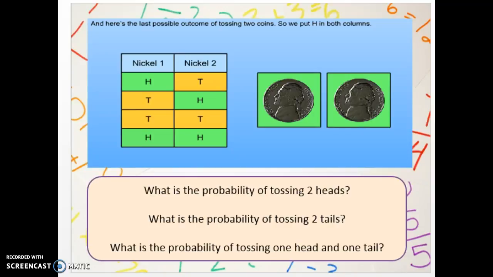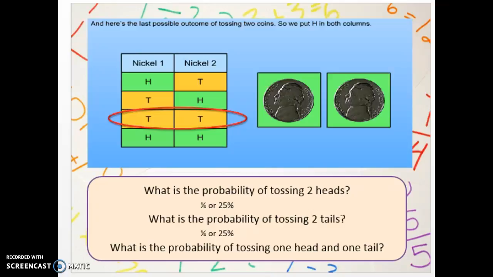What is the probability of tossing 2 heads? Take a moment to answer this question. Out of our 4 different combinations, we had 1 opportunity of getting heads twice. So our probability of tossing 2 heads is 1/4, 1 out of 4, or 25%. What is the probability of tossing 2 tails? Take a moment to answer this question. The probability of tossing 2 tails is also 1 out of 4, or 25%.